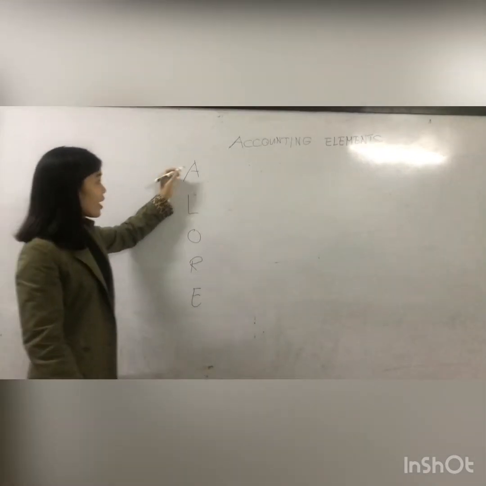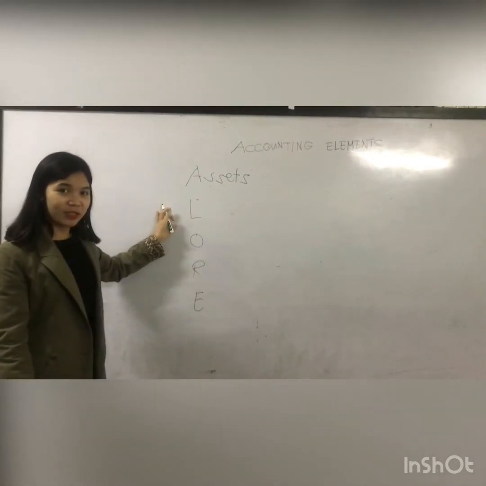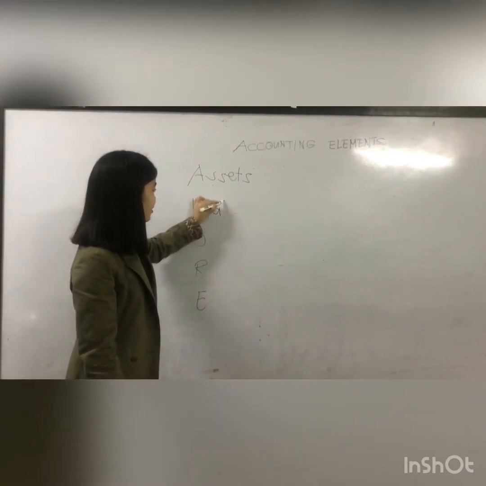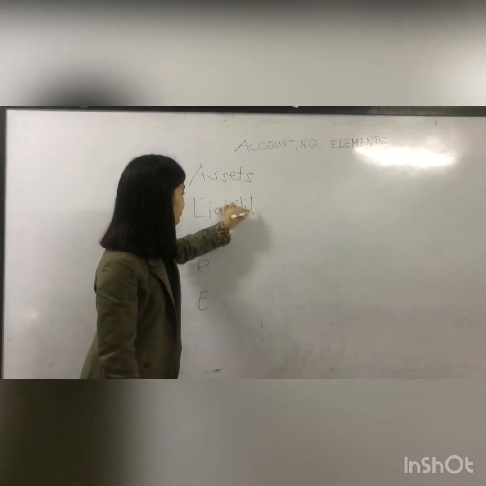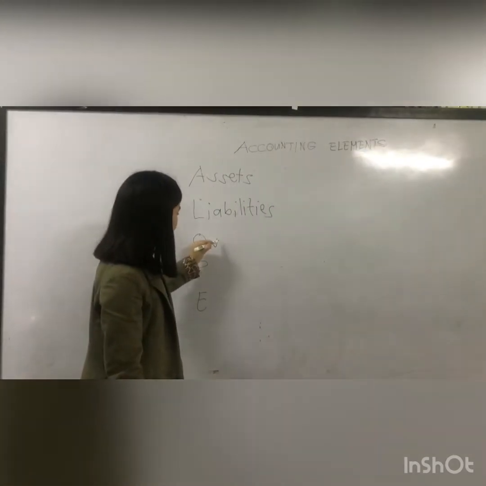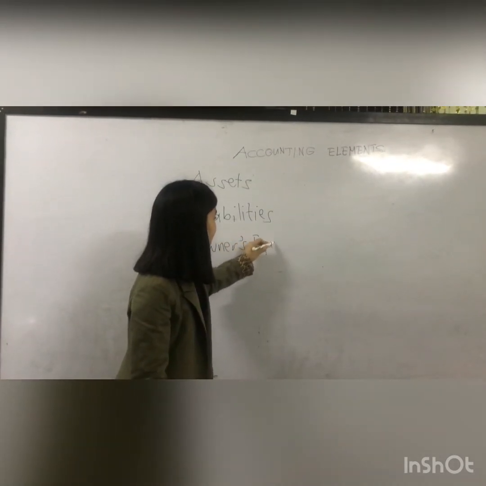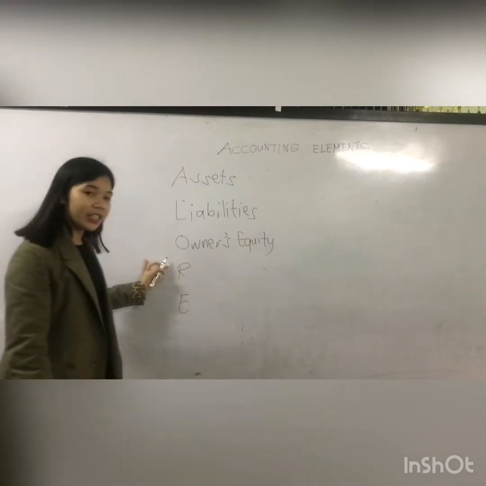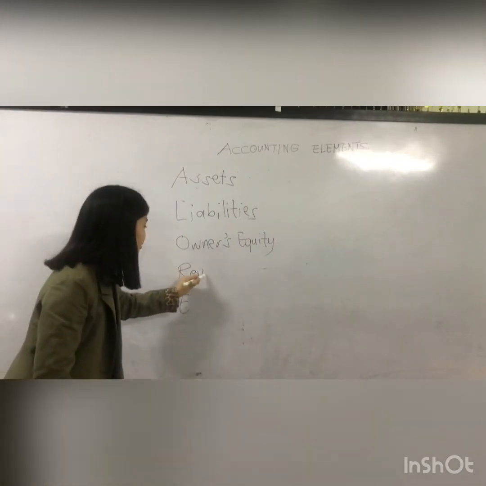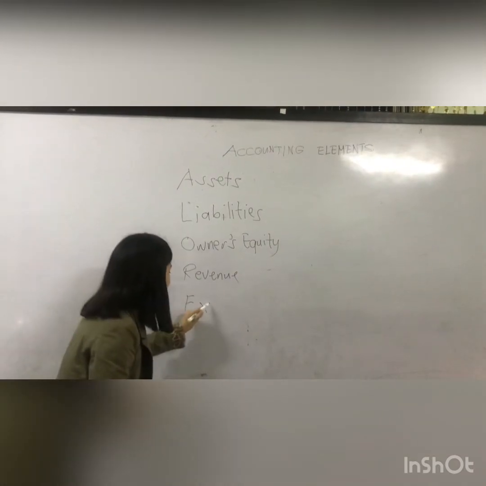A stands for assets. L stands for liabilities. O stands for owner's equity. R is for revenue. And E is for expenses.